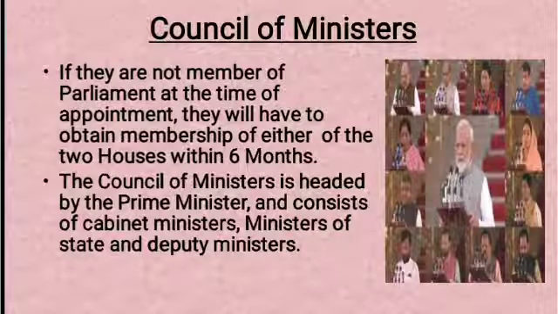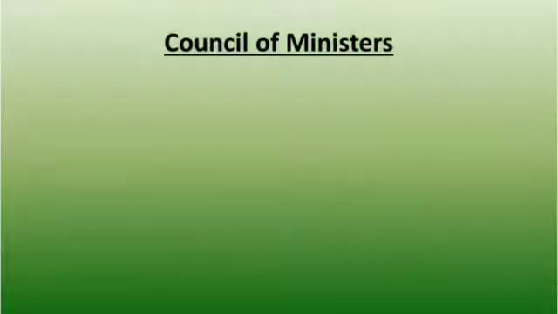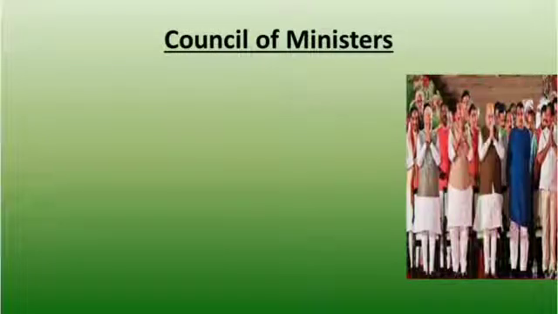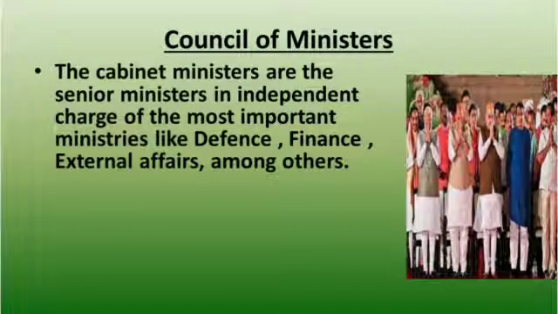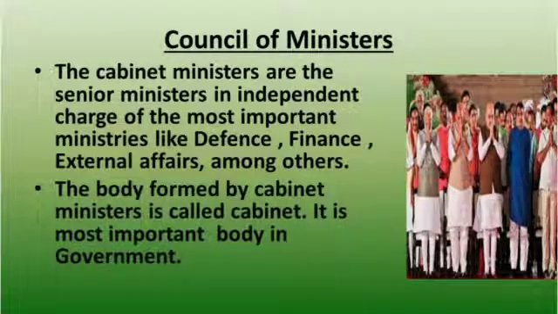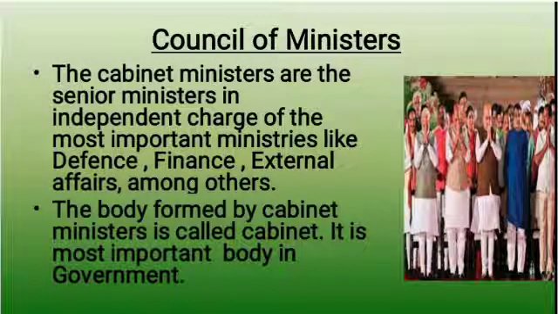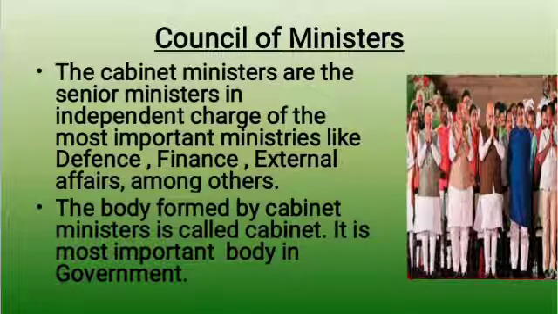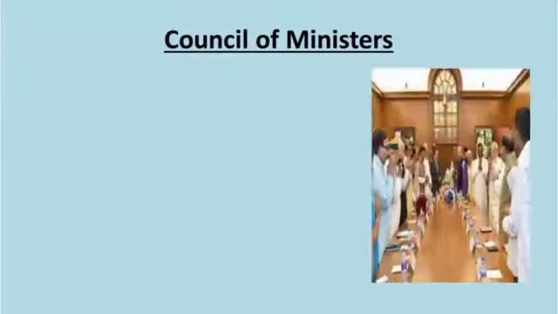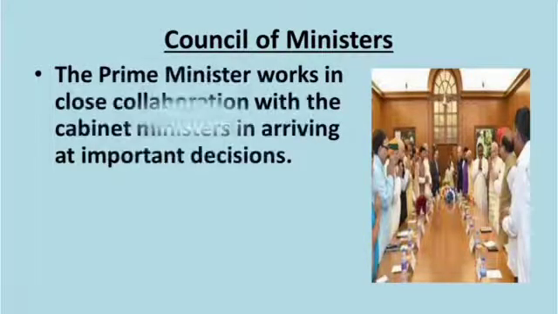The body formed by cabinet ministers is called the cabinet. It is the most important body in government. The cabinet ministers are the senior ministers in independent charge of the most important ministries like defense, finance, external affairs, and so on. The Council of Ministers is headed by the Prime Minister and consists of cabinet ministers, the Ministers of State, and also the deputy ministers, which refers to additional ministers.